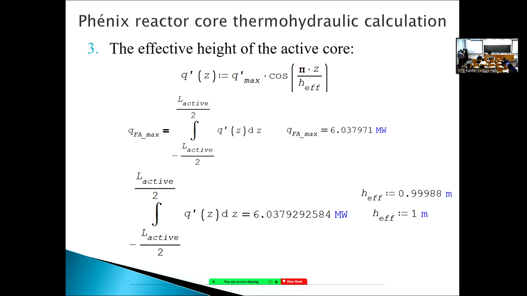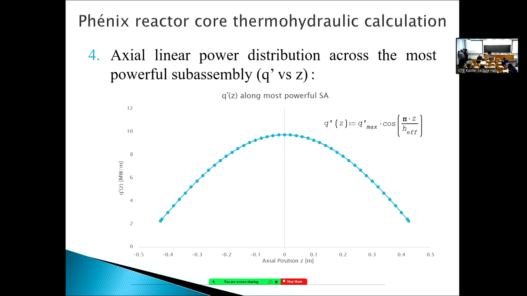and using an iterative process, we found that the H effective is 0.99988. So we assumed 1 meter for the H effective value. And with the H effective value and the Q prime max, we can plot the Q prime of Z function along the axial position. So this is our plot for question number four.